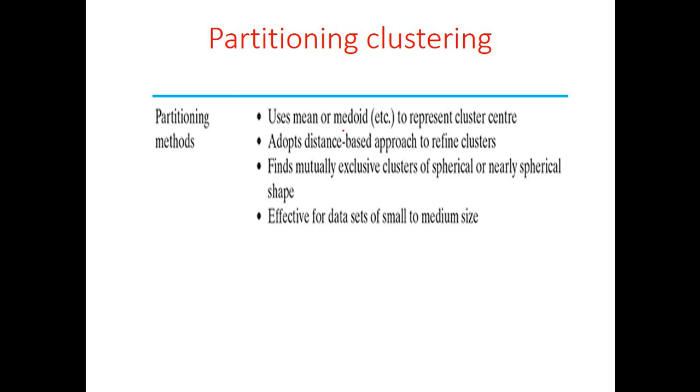The partitioning clustering method uses mean or medoid to represent the cluster center. It adopts a distance-based approach to refine the clusters. It finds mutually exclusive clusters which will be spherical or nearly spherical in shape. It is most effective for data sets of small to medium size. So partitioning clustering uses the concept of mean or medoid in order to find the centers of the cluster. And the clusters are generally spherical or nearly spherical, and it is suitable for small to medium sized data sets.